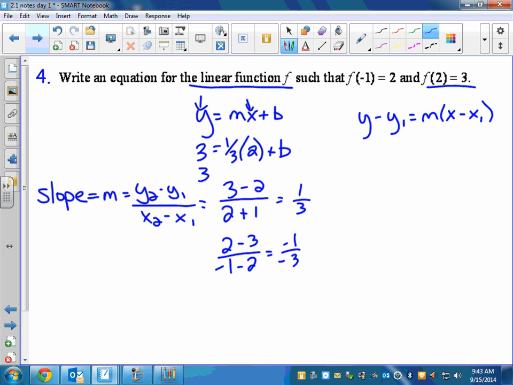But I would get 3 equals 2/3 plus b, and if I subtract 2/3 over there, what is that, 2 1/3 or 7/3? Or 2 1/3?